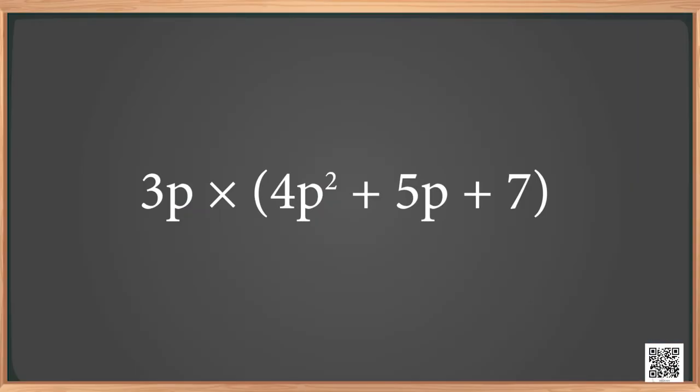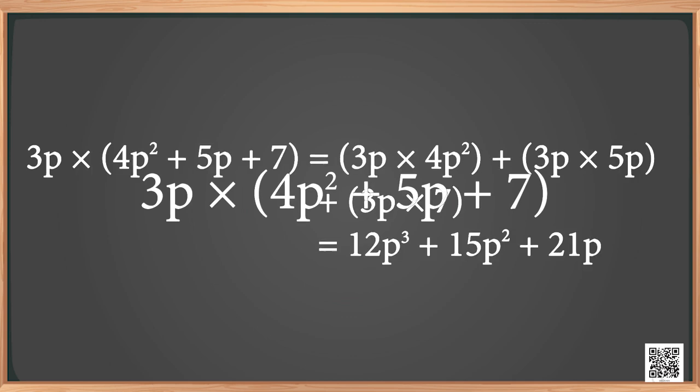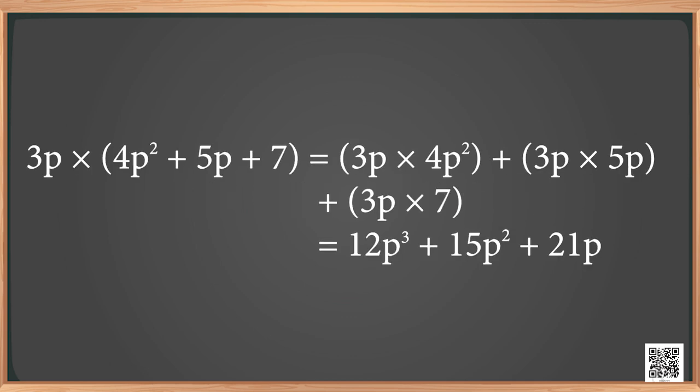Case 5. We now learn how to multiply a monomial by a trinomial. Let us consider this example. 3p times 4p square plus 5p plus 7. As in the earlier case, we use the distributive law here. 3p times 4p square plus 5p plus 7 is equal to 3p into 4p square plus 3p into 5p plus 3p into 7, which is equal to 12p cube plus 15p square plus 21p.